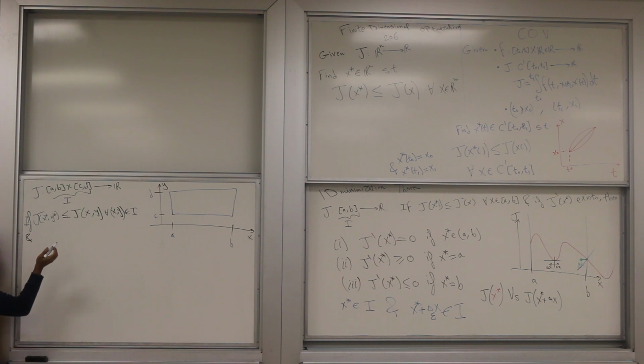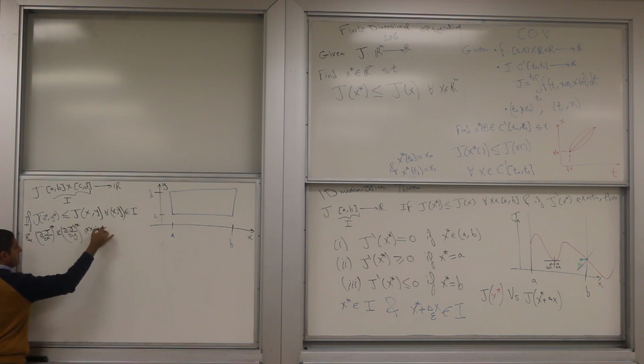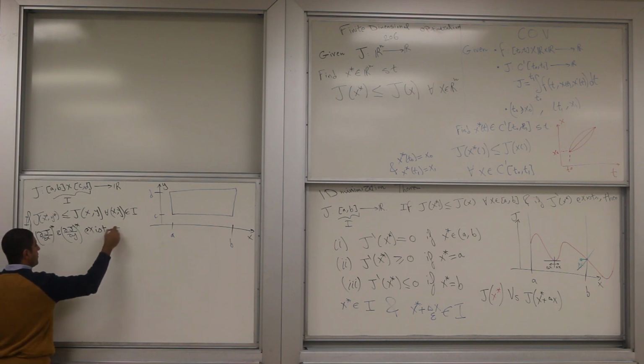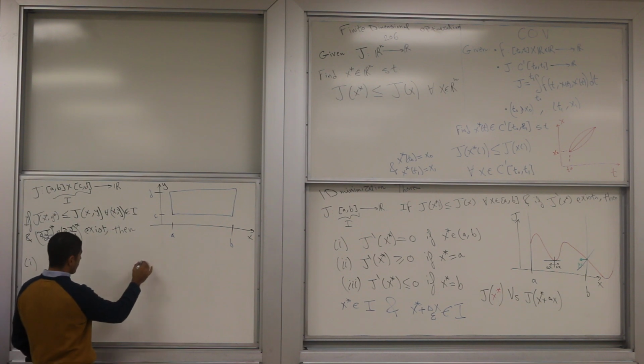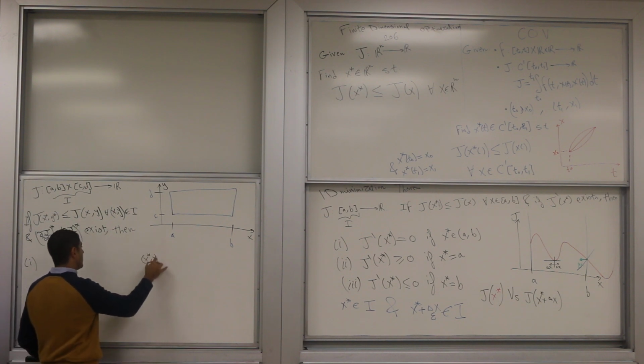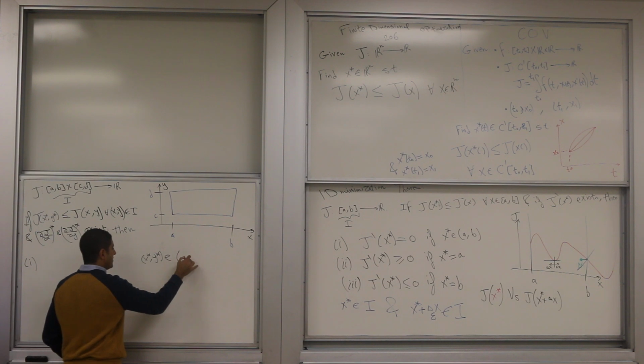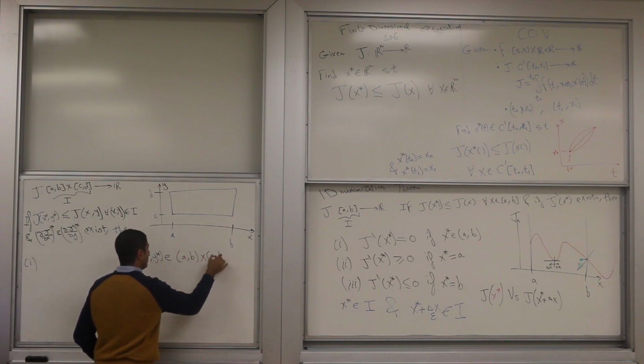and if the derivatives, partial J partial x and partial J partial y, at this point, at the optimum point, exist, then first, if we are in the middle, so x star, y star is in the middle, so it's in AB cross CD, both open.